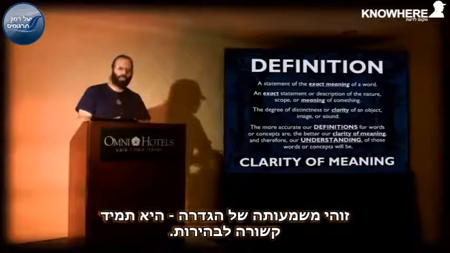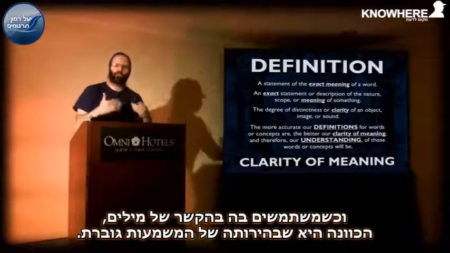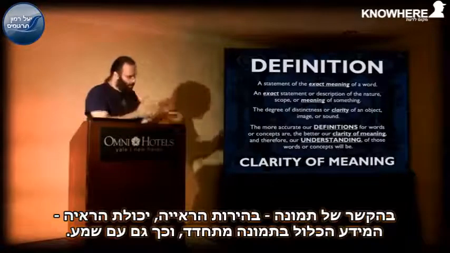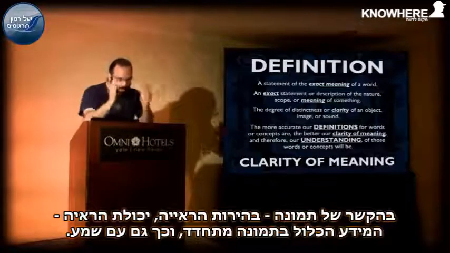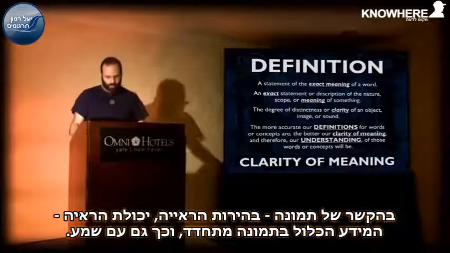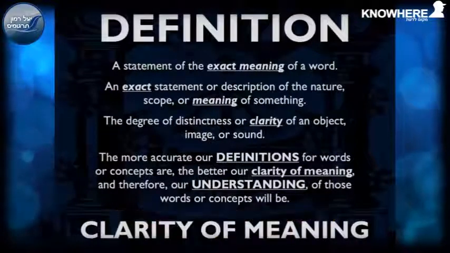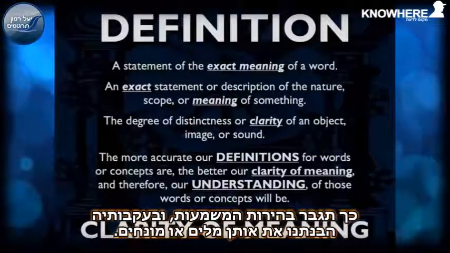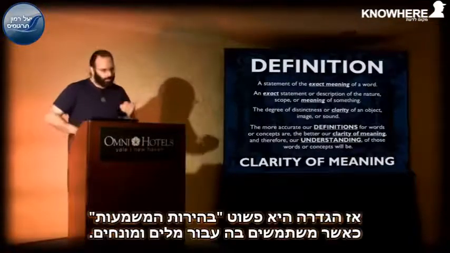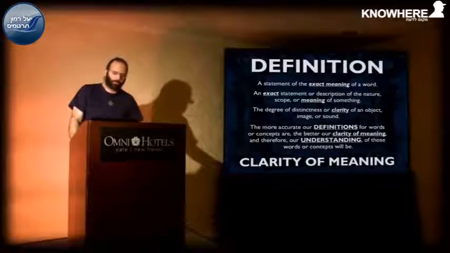It is all related to clarity. When we use it in conjunction with words, it means the clarity of the meaning is amplified. When it's with a picture, the clarity of our vision, our ability to see the information in the picture, is amplified. Same thing with sound. The more accurate the definitions we have for words or concepts, the better our clarity of meaning and therefore our understanding of those words or concepts will be. So definition simply means clarity of meaning when we're applying it to words and concepts.